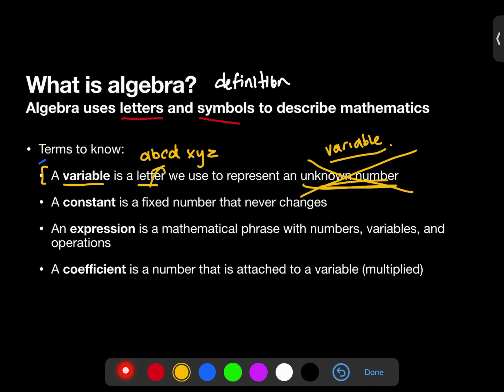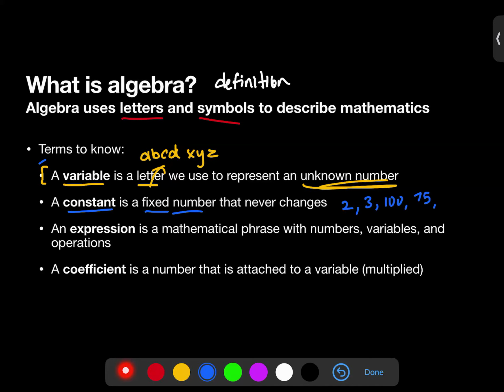Okay, so the next term is a constant. A constant is a fixed number that never changes. A constant can be any number like 2, 3, 100, 75, and so on. These are numbers that will never change in mathematics. They will stay the same always.